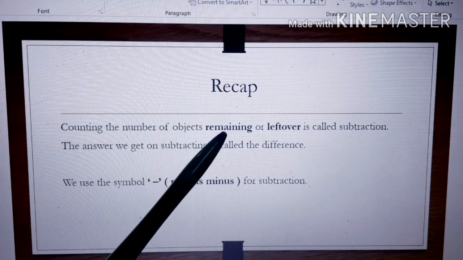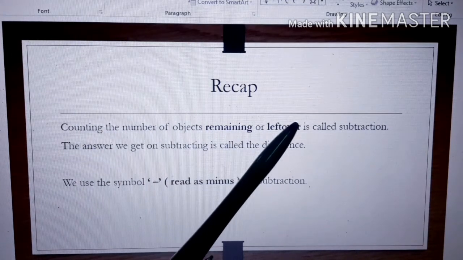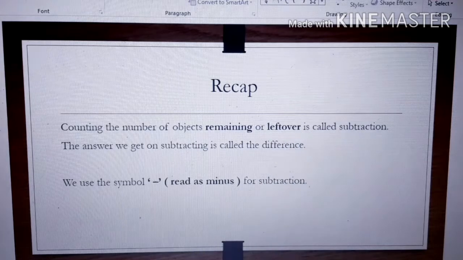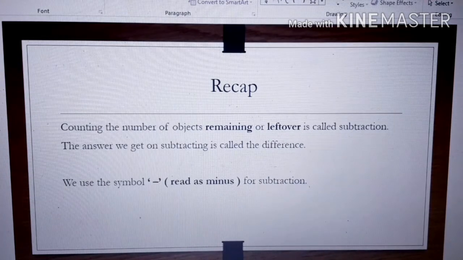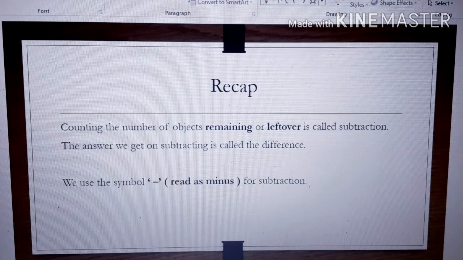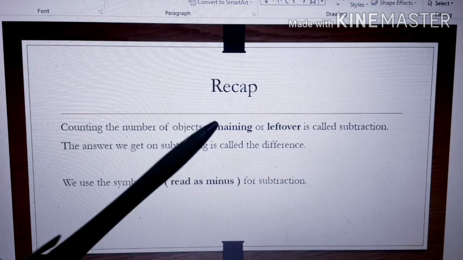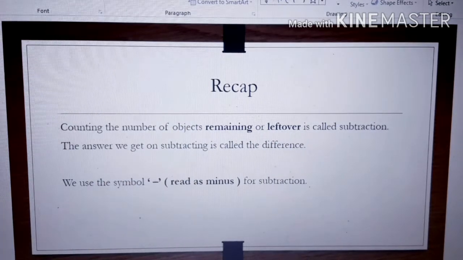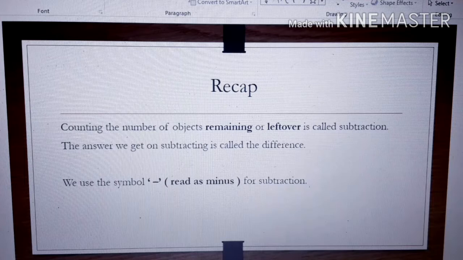Counting the number of objects remaining or left over is called subtraction. What is subtraction, children? Counting the number of objects. Which objects, children? Remaining or left over. When we count the remaining or leftover objects, it is called subtraction.